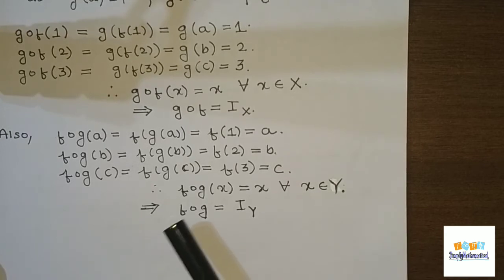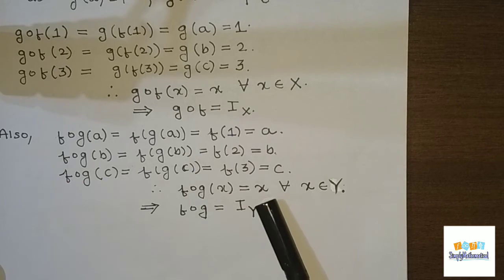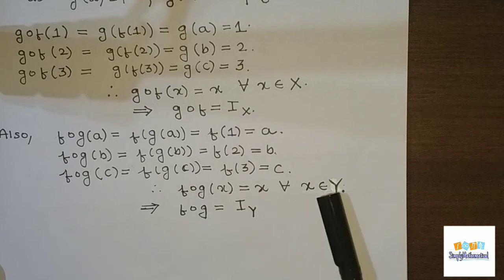So what you find is f composition g of x is equal to x for all x belonging to the set Y.